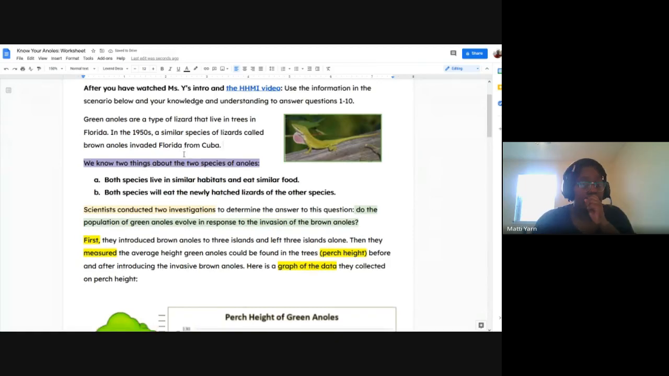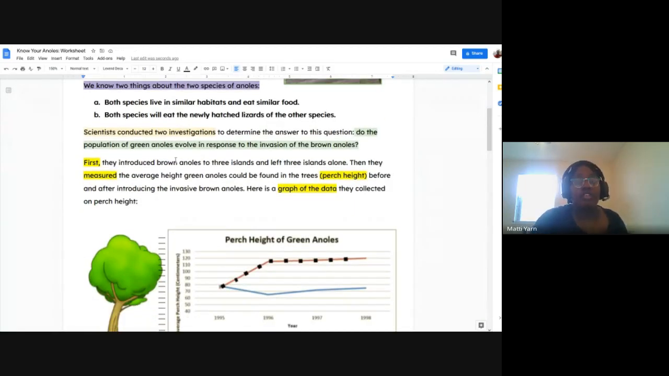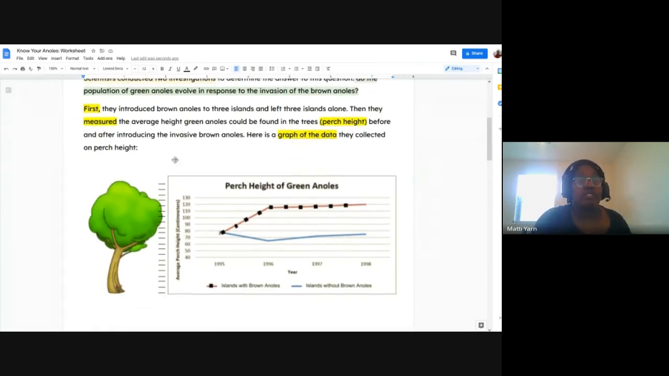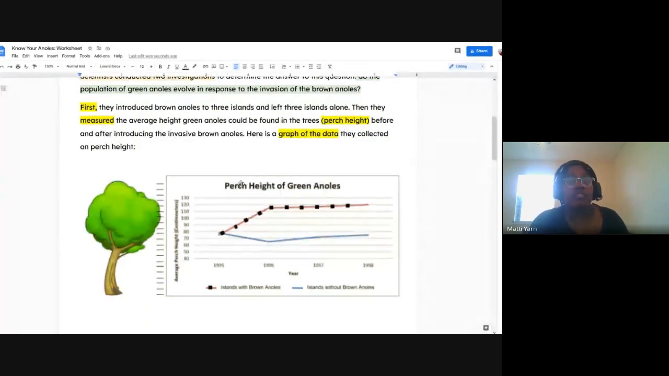Okay, so you have two key studies here. So the scientists measured the perch height of the green anoles on invaded islands and uninvaded islands. So when an invasion happens, that means the brown anoles also live there. And so we look at how the anoles act when there are brown anoles present. So this is just the perch height of the green anoles. And so we can look at that and be like, oh, okay. So the green anoles went higher when there were brown anoles on the island, and they didn't really seem to care when there were no brown anoles on the island. So they just kind of stayed in the same area.